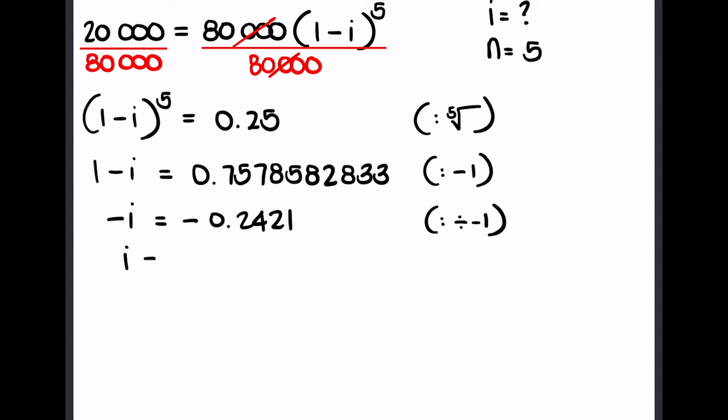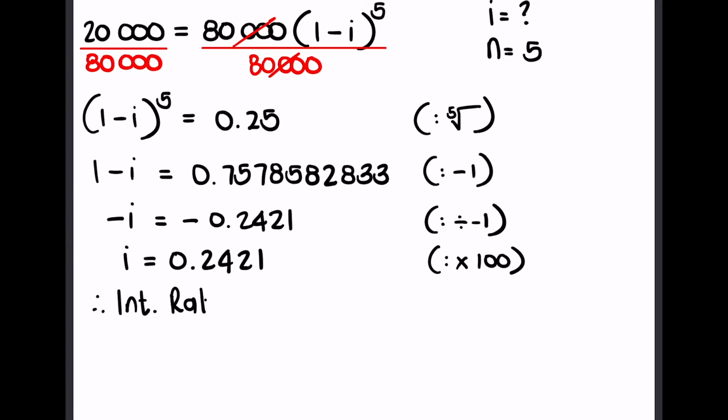So that means that to make it positive, I'm going to divide both sides by negative 1. So i is equal to 0.2421. But I want the interest rate. In order to get the interest rate, I'm going to multiply both sides by 100. So therefore, the interest rate, or the rate of depreciation, is equal to 24.21%.